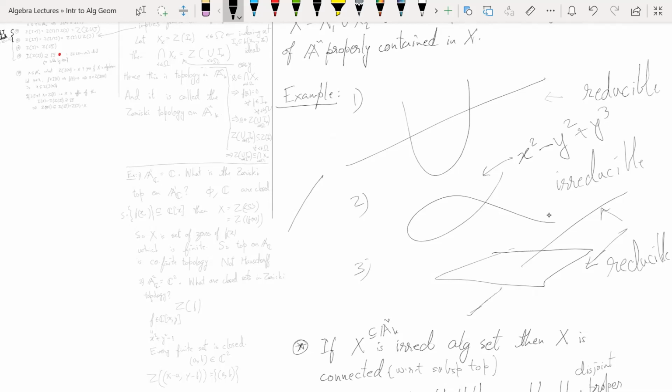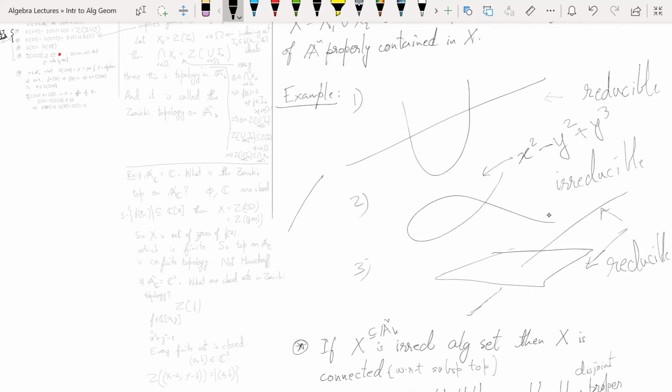So in this algebraic set, you can give a subspace topology, and in that topology, this topological space is connected. But for this, you need K to be an algebraically closed field. It doesn't work if K is not algebraically closed.